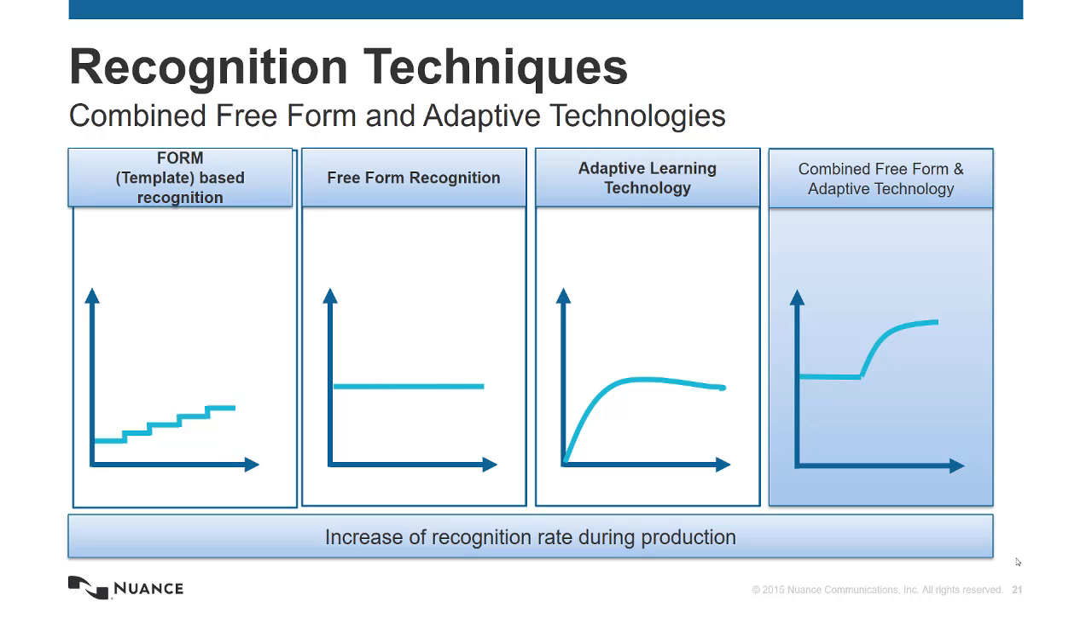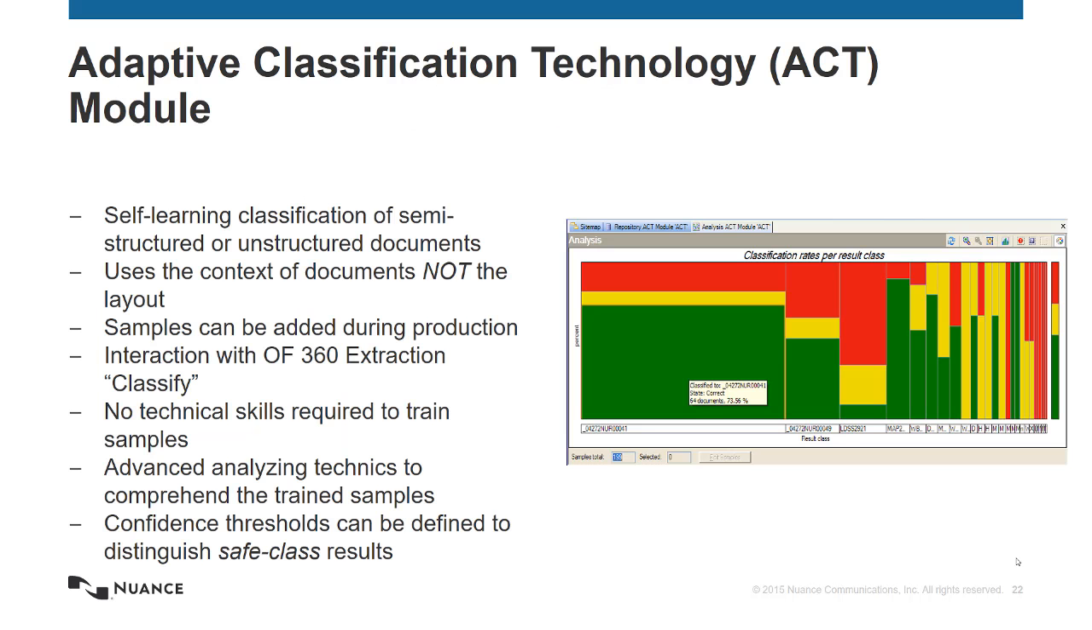What we do with an OpenForms 360 installation with AutoStore is combine the freeform technology and the adaptive technology. So we start at a high recognition rate and use the adaptive technology to increase that recognition rate further when the freeform recognition rate is starting to level out. The adaptive technologies that are actually available within the OpenForms products feature two types of technology. One based on classification and one based on the reading of the document.